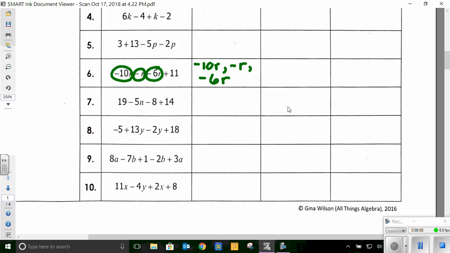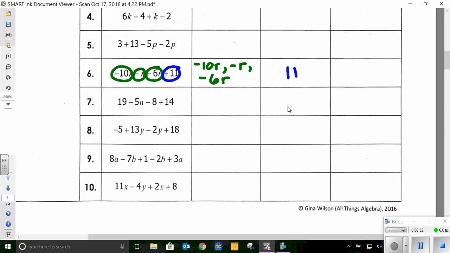My 11 isn't like anybody else. He's the only constant I have there, so he doesn't get put in this at all. I don't put him down because there's nobody else like him, so there's nothing else to put in my like term column. However, I'm going to circle him because we have a positive 11, and that is actually our next column. Our next column, remember, is our constants. I only have that 11, so there's my constant right there for 11.